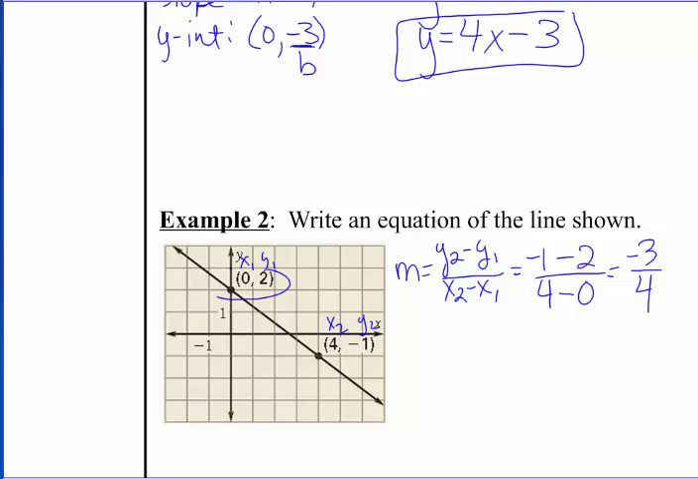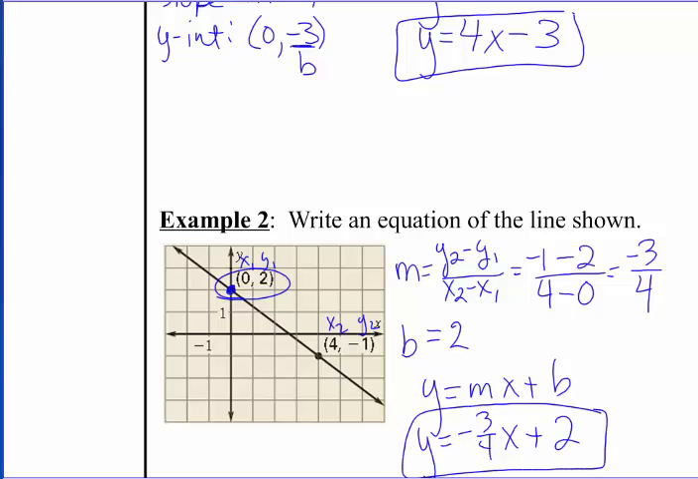And then if you notice, the y-intercept, the point where the line crosses the y-axis, is already given to you. So our b value is 2. So y equals mx plus b is the equation. Plug in the appropriate numbers: y equals -3/4 x plus 2. There's your equation.